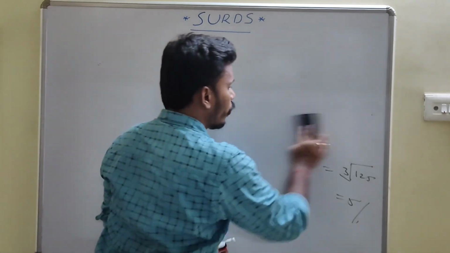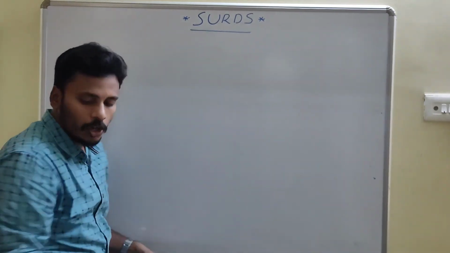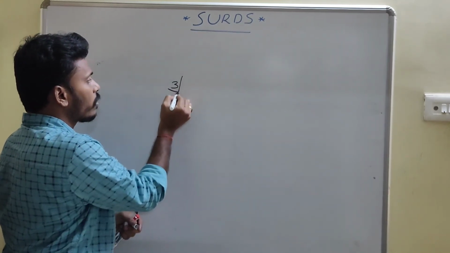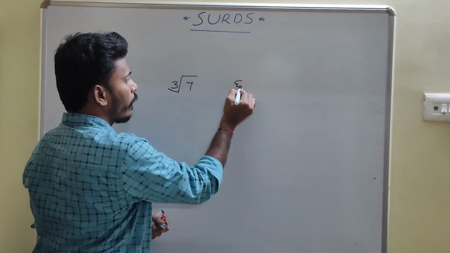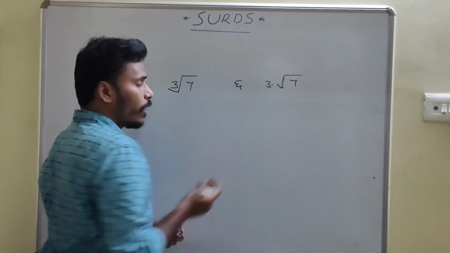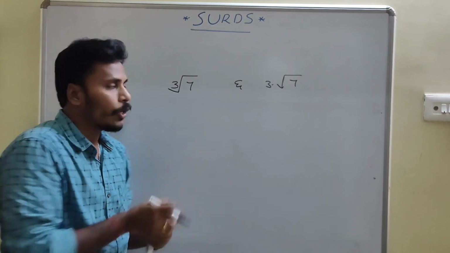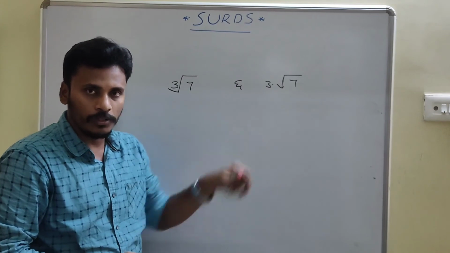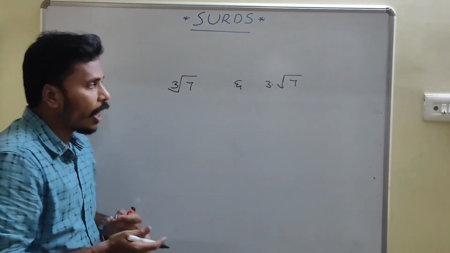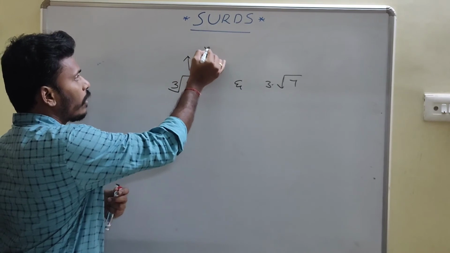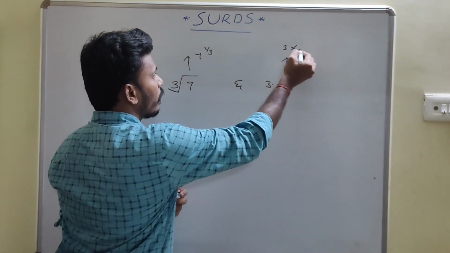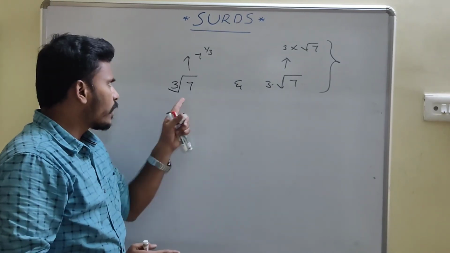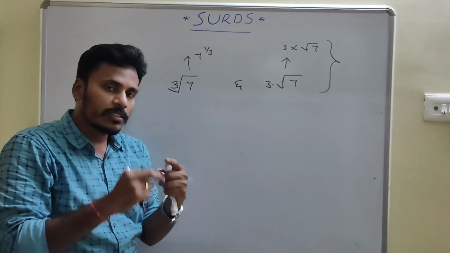One more thing I want to tell you is that you must be cautious about these two things. Many of you may get confused about cube root of 7 and 3 into root 7. Once you observe, these are two different things. Cube root of 7 is different from 3 into root 7. This is the product of 3 and root 7, whereas this is the cube root of 7, which you can write as 7 power 1 by 3. Be sure about these things.